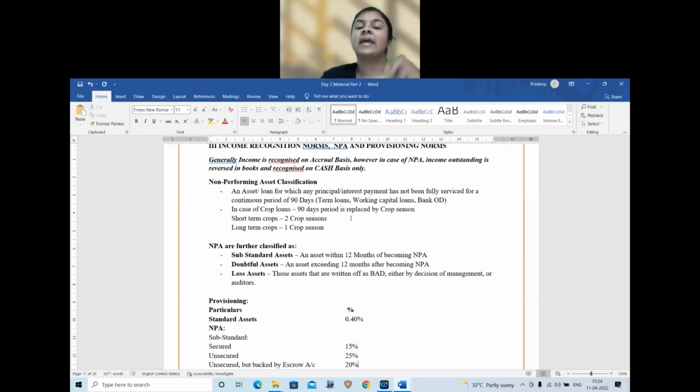So remember, especially for working capital limits and overdues, the amount paid should compensate the total overdue amount. If not, if the period exceeds 90 days, it will become an NPA. Okay.